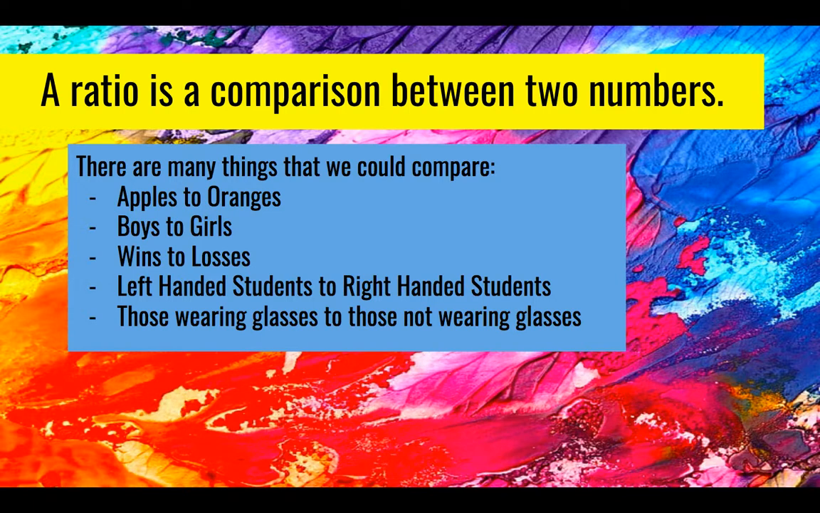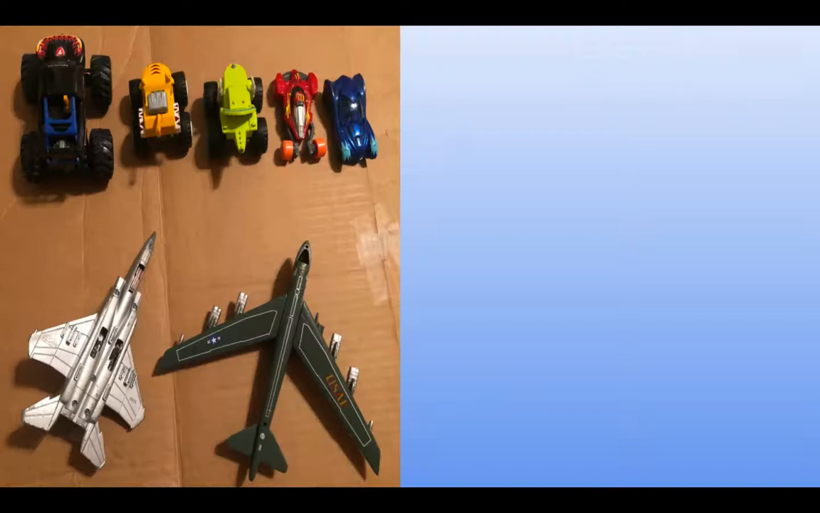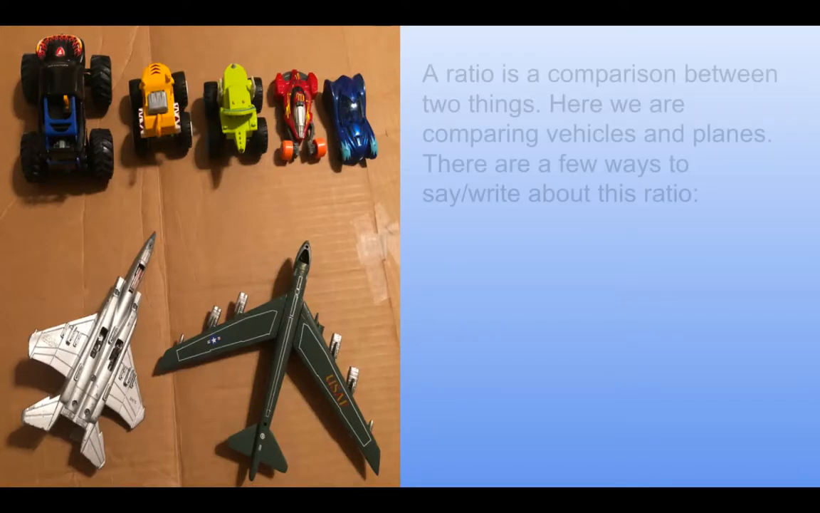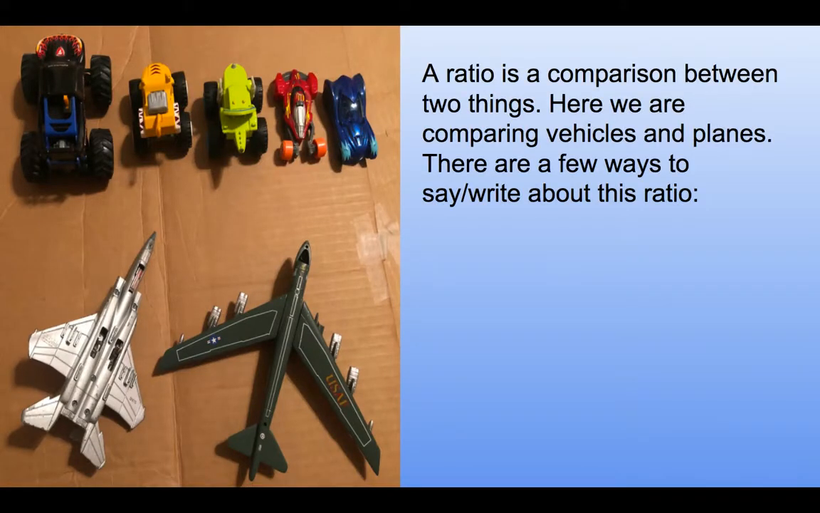You could compare the number of wins that your team had to the number of losses you had for the season. You could compare left-handed students to right-handed students, or you could compare those wearing glasses in a class to those not wearing glasses. Now, those are just a few examples, as there's definitely an endless number of things that we could compare. So let's look at a couple examples together.